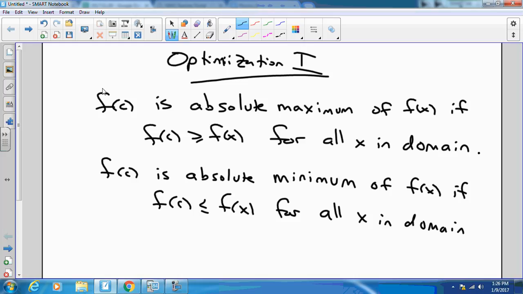Now, what does this language remind you of? Where else have we defined this? It looks like a local max, right? But there are two key differences. And the first is just the terminology, absolute instead of local. And corresponding to that is for all x in the domain.